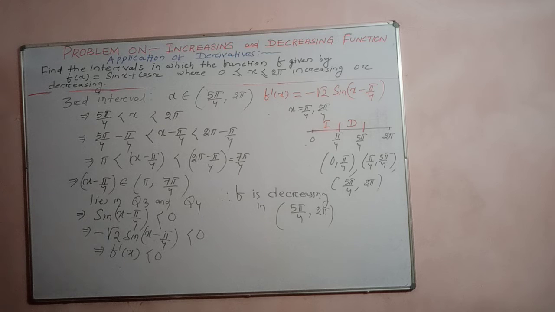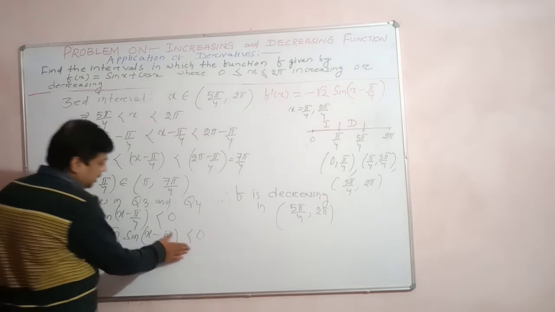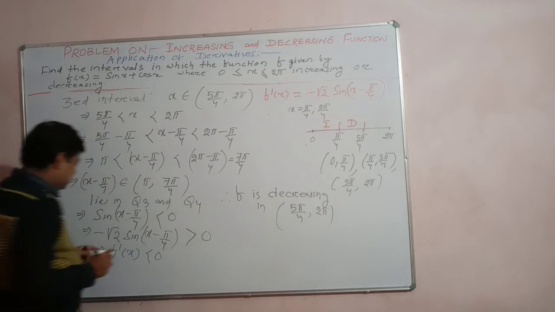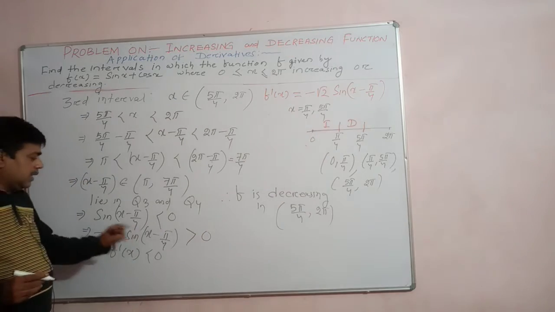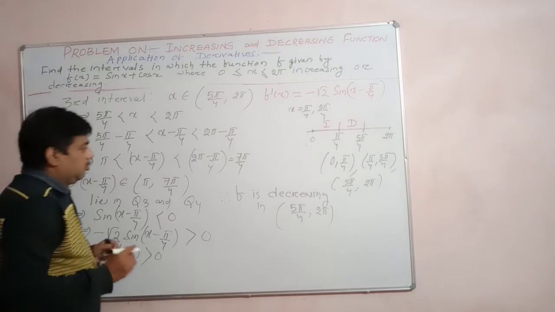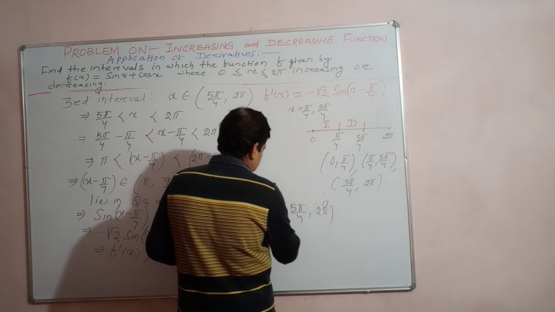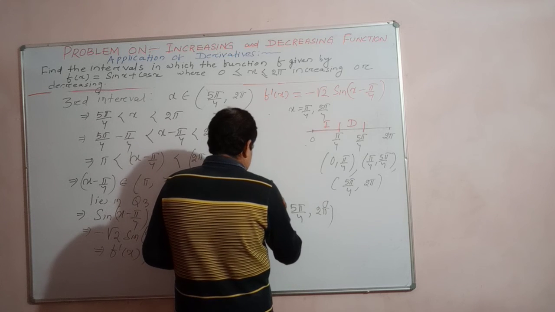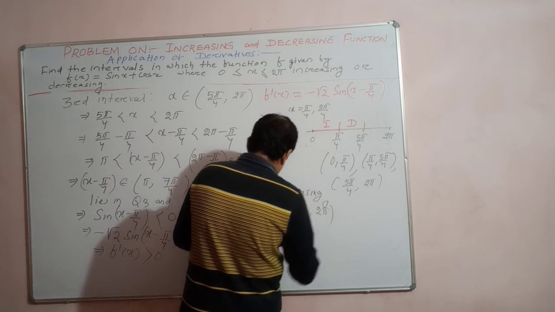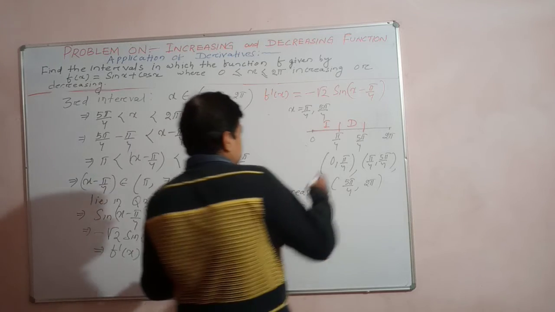One mistake, sorry, students. Here, minus root 2 sin of x minus pi by 4. Just to rectify here, this inequality will change. Sorry for that. Minus root 2 sin of x minus pi by 4 is greater than 0, and here f dash x is greater than 0. So f dash greater than 0 means what? The function is an increasing function, not a decreasing function. Extremely sorry for that. So the function is increasing in the third interval.